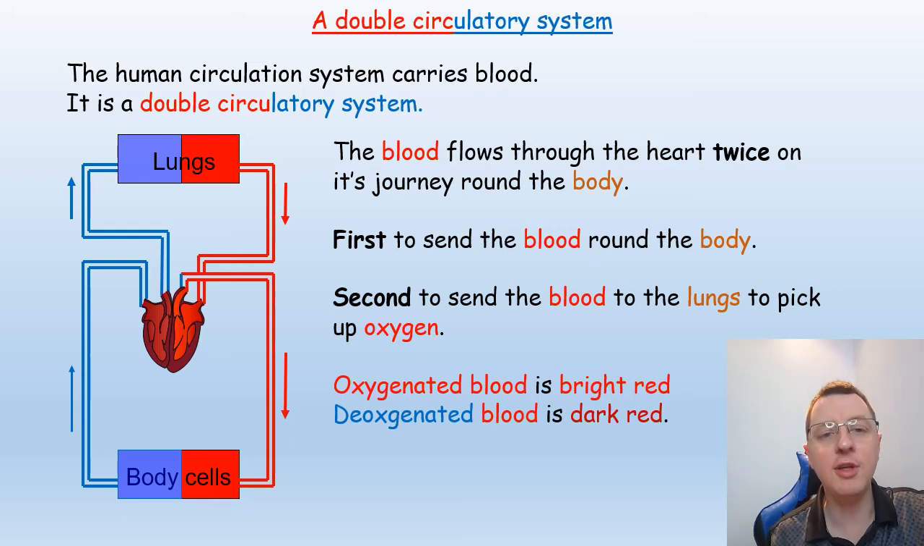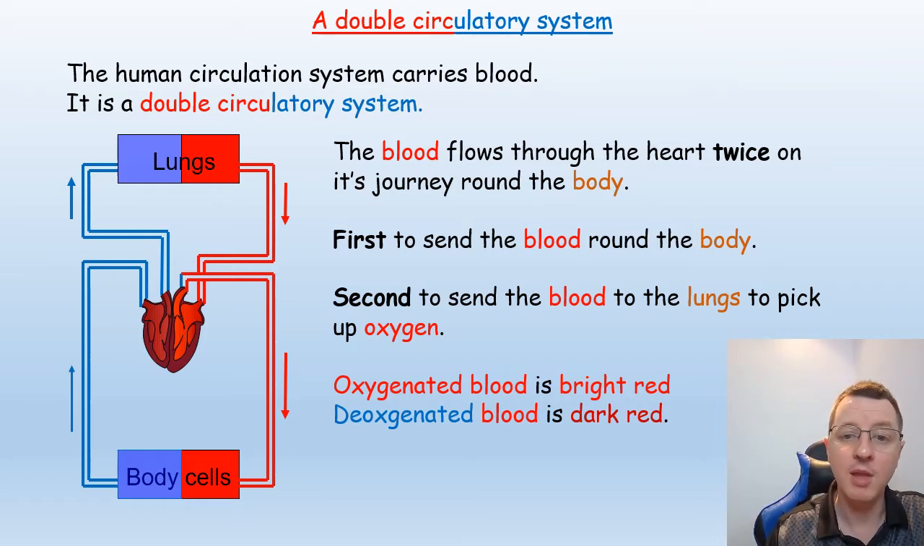The first thing that it's very important for you to understand is that in humans we have a double circulatory system. Other animals, for example fish, will only have a single circulatory system, but humans have a double circulatory system, and what that means is that the blood will flow through the heart twice on its journey around the body.